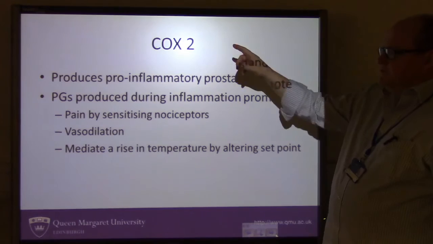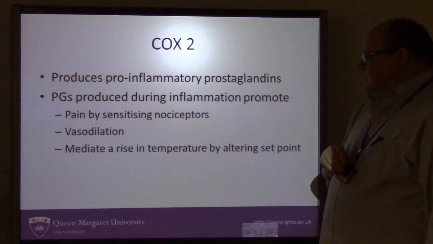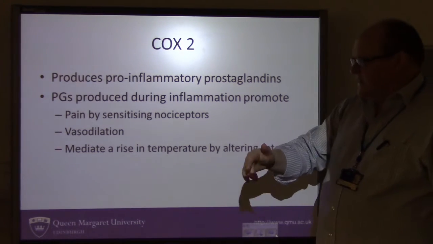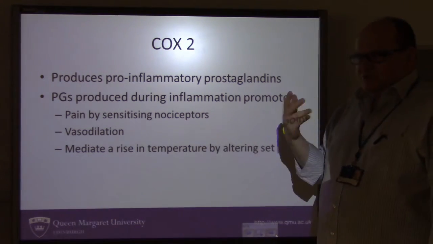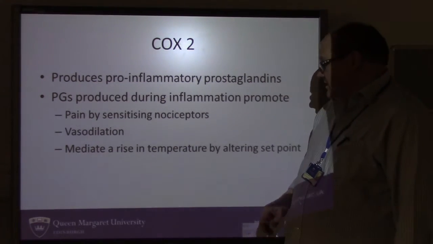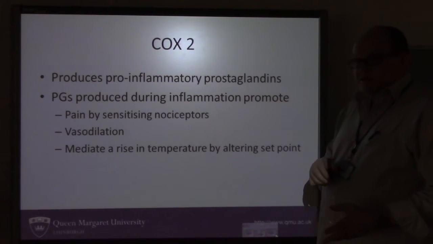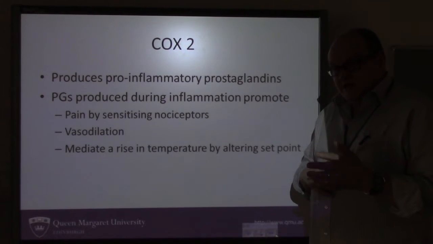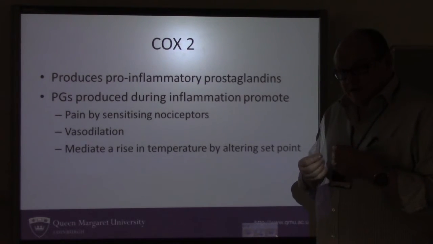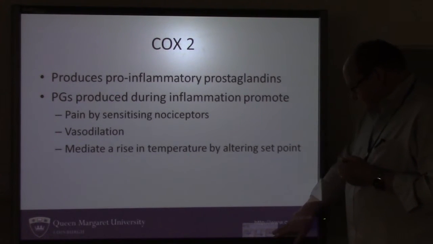So COX-2, as we said, produces prostaglandins that are pro-inflammatory. And then that produces, as you saw in the diagram, pain, because the prostaglandins sensitise the nociceptors, vasodilatation, and you get a rise in body temperature as well, because the prostaglandins act on the hypothalamus, and that in turn produces the alteration of the set point of our body's temperature.